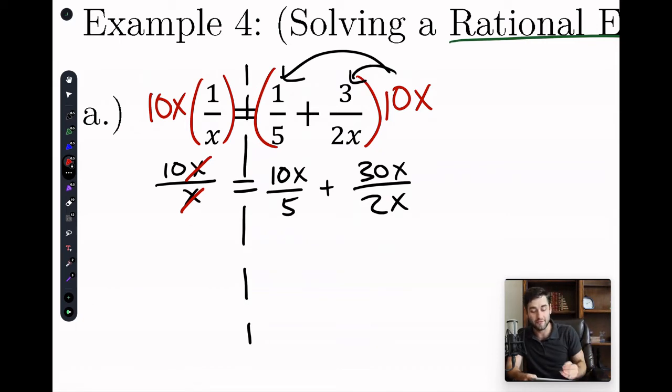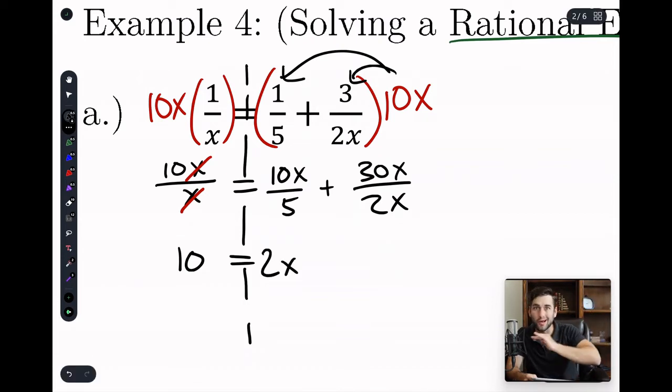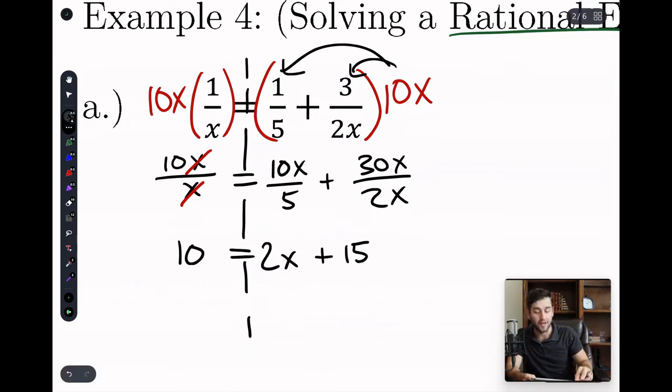Now we got that 10 over 5. I'm going to go ahead and write this. 10 equals that 10x over 5 turns into 2x over 1, but we're not writing the 1s. And then we got 30 over 2 turns into 15. X over x hangs out, stays the same. Here's a case where we can leave the x's on this side and move the other stuff over.